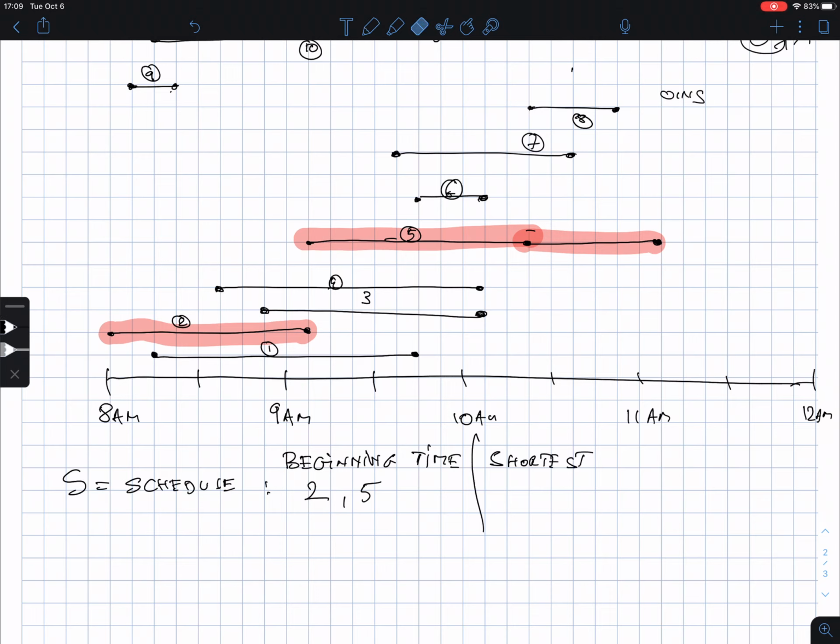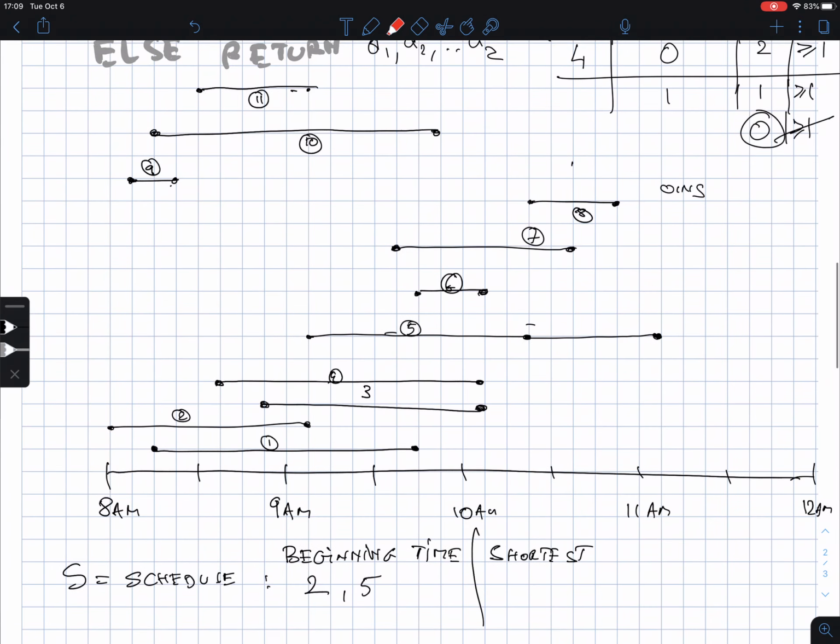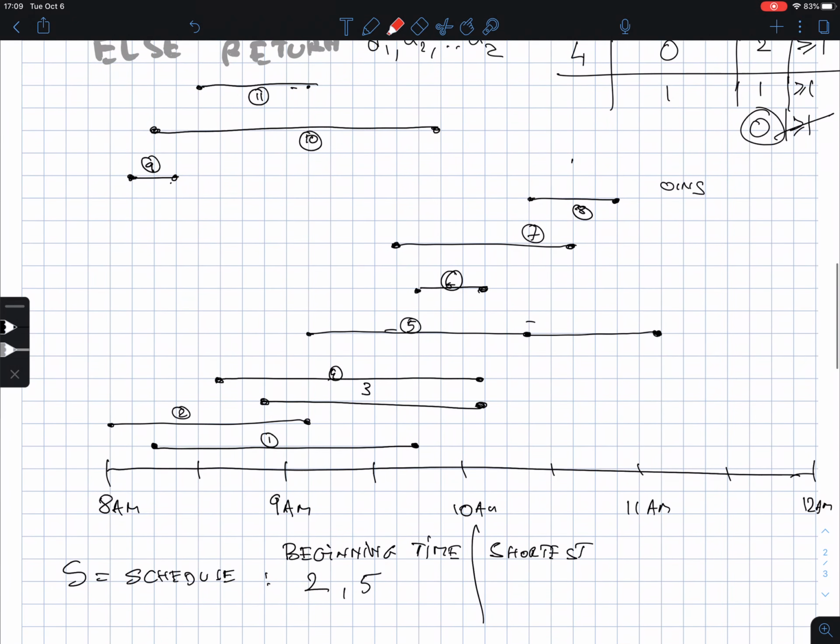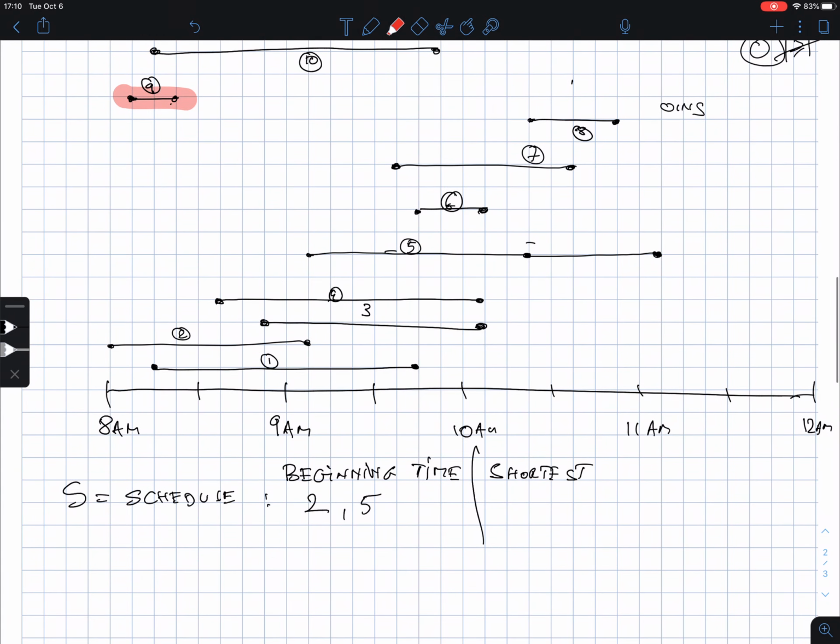Okay, I'm going to try to erase this red, hopefully not erasing anything else. Now I'm going to use red again for the shortest. What is the shortest here? The shortest talk seems to be talk 9. So I'm going to take 9 first.